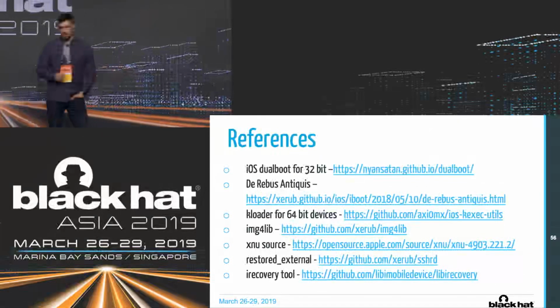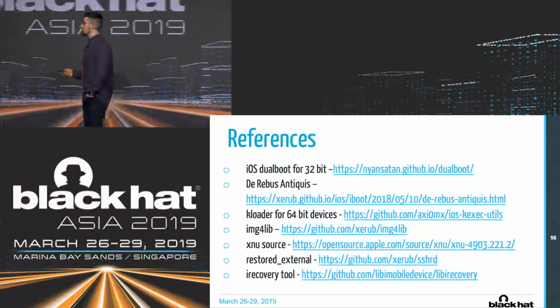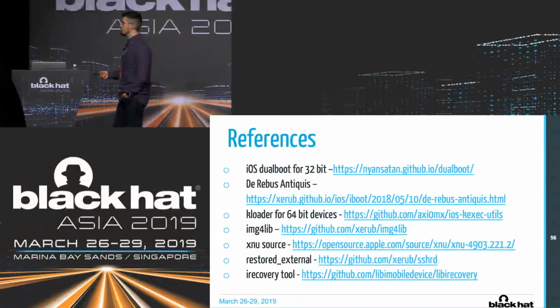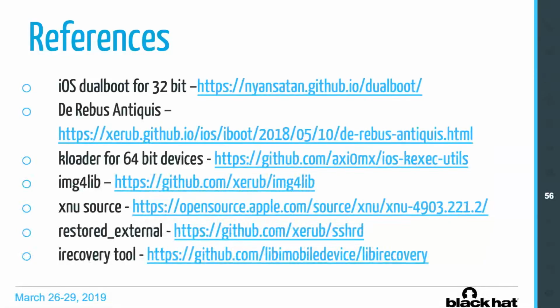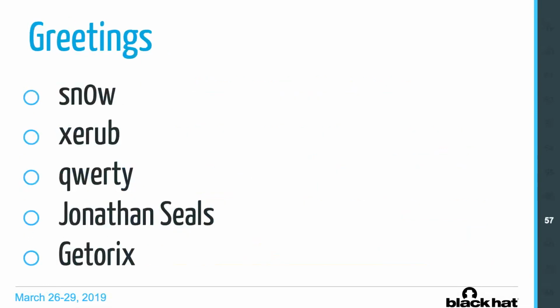Here's the list of references that I used during my research. I really highly recommend reading the Xerub write-up about the iBoot exploit for 32-bit devices, which can be ported to the 5S and, for example, uses the same steps that I used for the dual boot. And here's a number of folks who helped me during my research. I just want to say thanks.